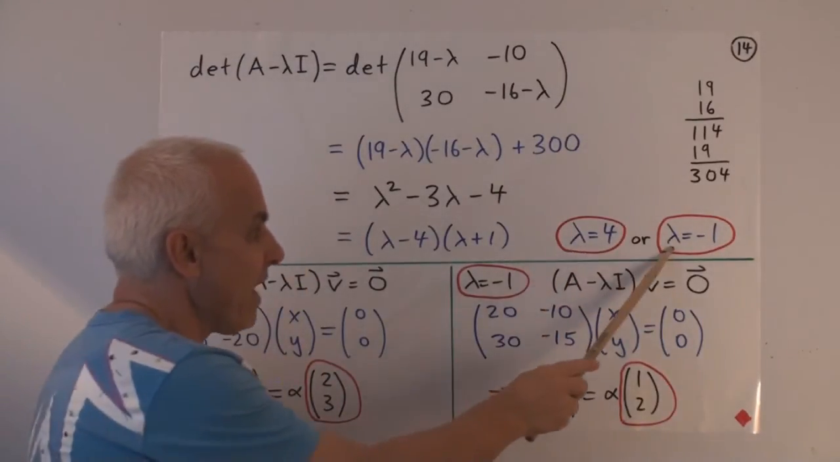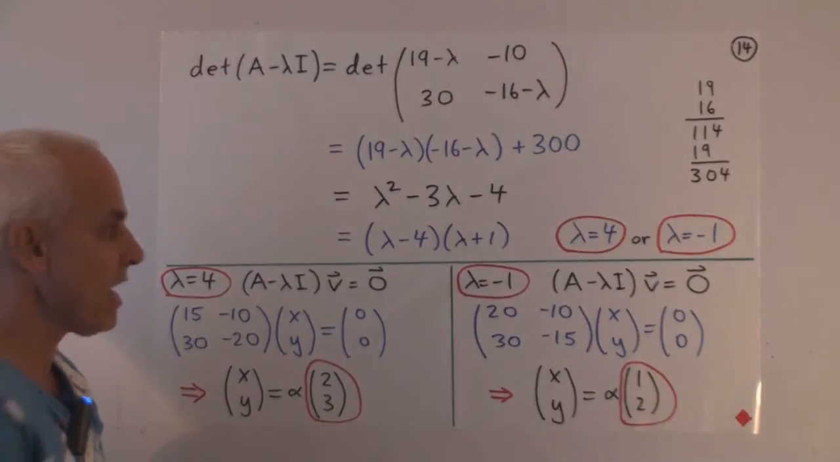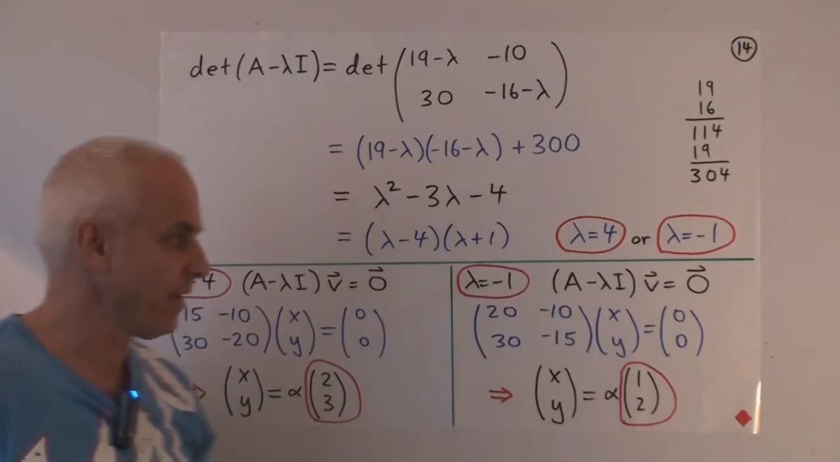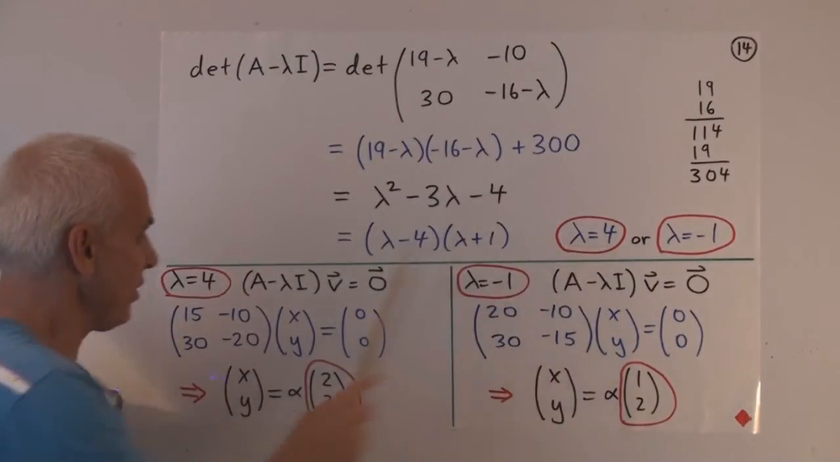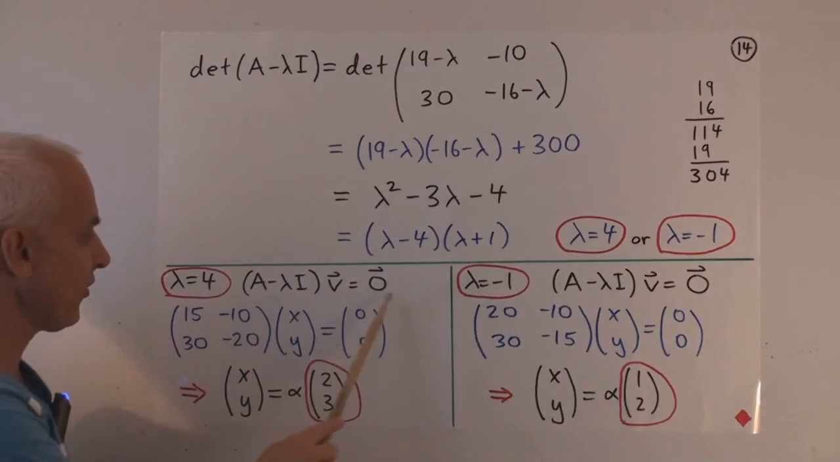These are the eigenvalues of the original matrix A. Now for each one of these, there's an associated eigenvector. And how do we find that? Well, let's do it individually. So for lambda equals 4, let's look over here. Here is the equation that we're trying to solve.